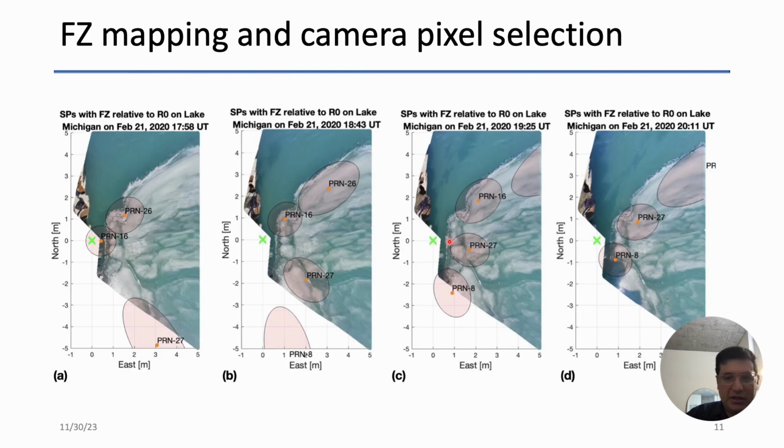So this figure presents a combined image of cameras 2 and 3 projected to the east-north coordinates relative to the reflection antenna. In this figure, the green cross indicates the reflection antenna origin. Orange dots mark the specular points. The first Fresnel zones of PRN 8, 16, 26, and 27 are shown in this figure, shaded in light transparent red.